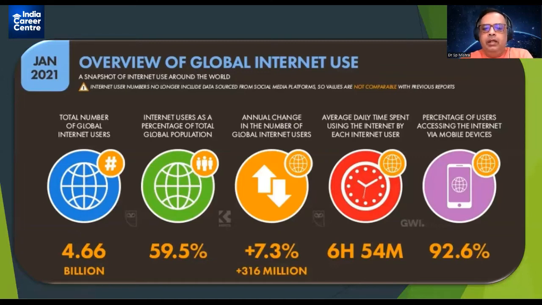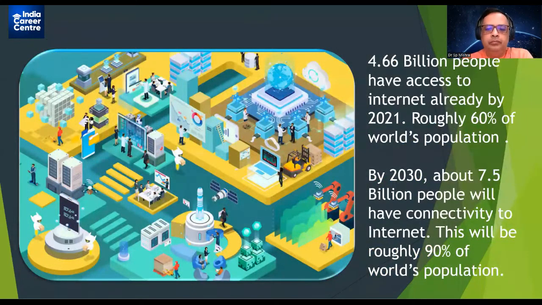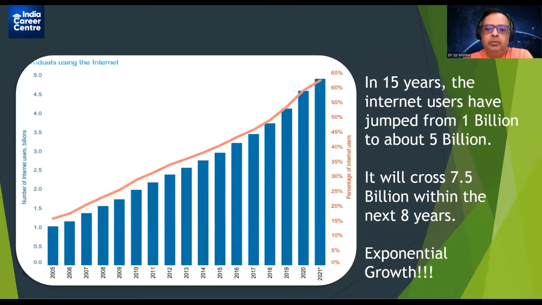And in a day, on an average today, 6 hours 54 minutes are being spent by an average internet user across the world. And out of this total usage of internet, 92.6% people use the internet through mobile phones. By 2030, about 7.5 billion people will have connectivity to internet. This will be roughly covering about 90% of the world's population.